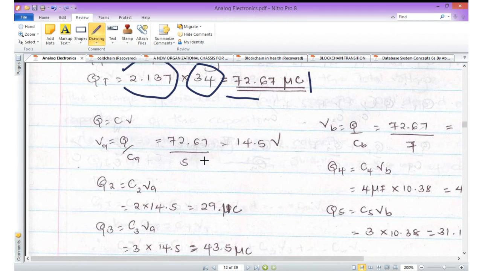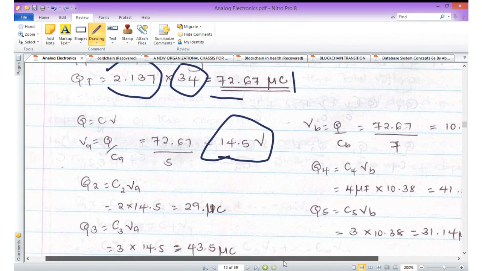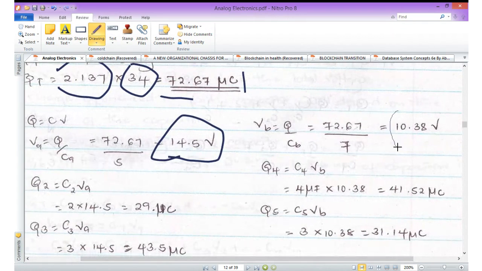So how do we get the voltage that is going through circuit A? If we know the charge of the circuit and we know the capacitance of the circuit, then from Q equals CV, V is Q over C. We can compute that, and that's where we are getting our 14.5. For circuit B, the same approach, that's where we're getting our 10.38.